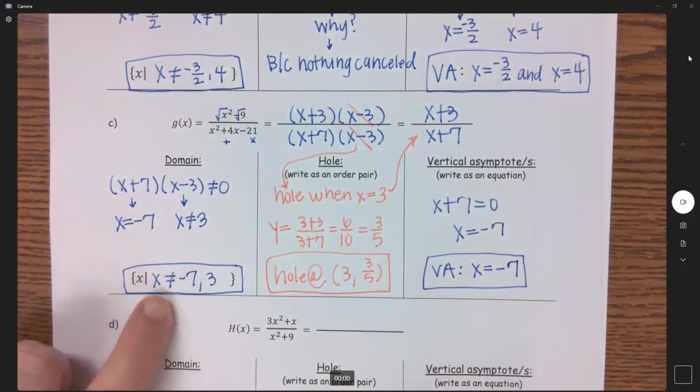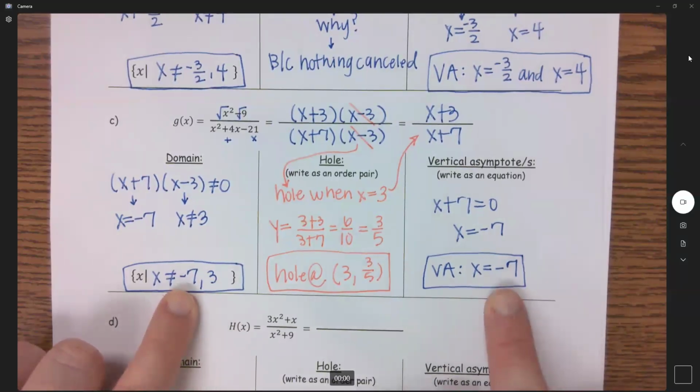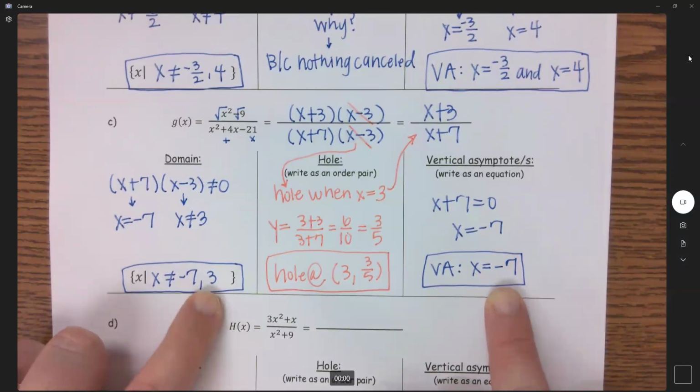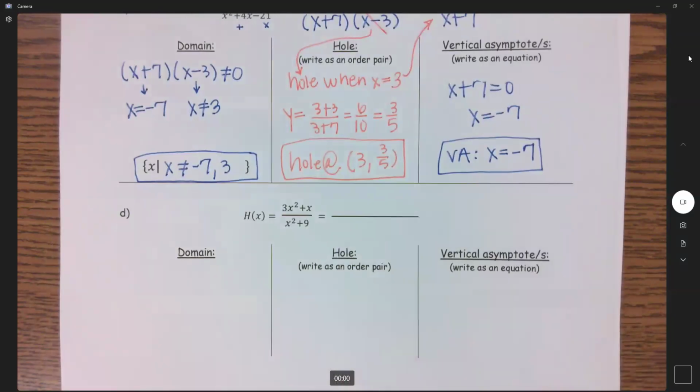So again, my domain is all numbers except for these two. Why can't x equal -7? Because I have a vertical asymptote. Why can't x equal 3? Because I have a hole in my graph. Okay, and our last one here.